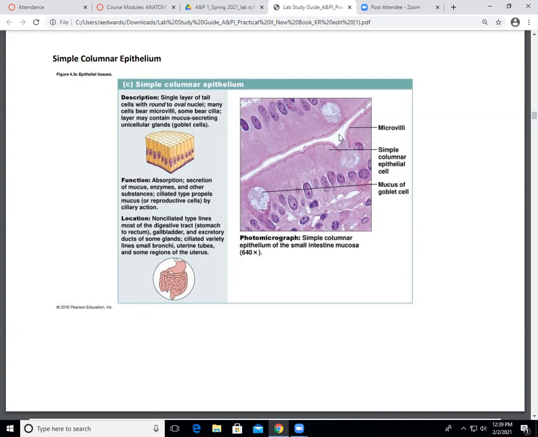So that's what these are on the edge of these cells, all right? And it's one layer, so it's simple columnar. Now these little white circle areas, these are goblet cells, okay? So you might have to, on a practical, identify what these are. And you would tell me that they're goblet cells. And if I also asked you what's in them, or what do they produce, or what do they secrete, you would say mucus, okay? And that mucus helps to kind of lubricate the lining of your small intestines, right? Make it easy for food to move through.